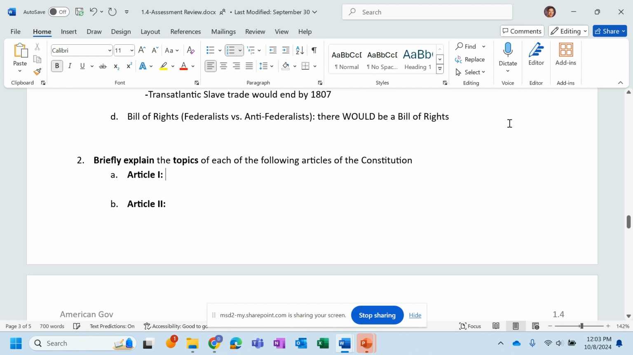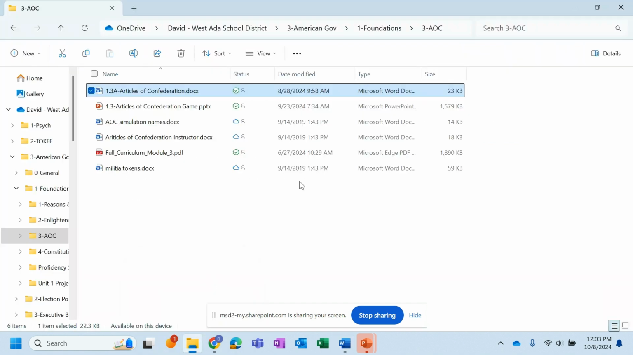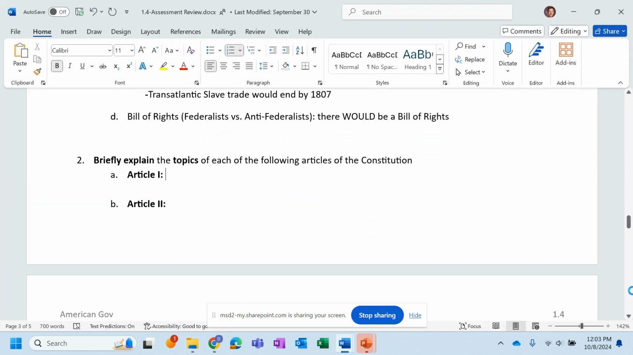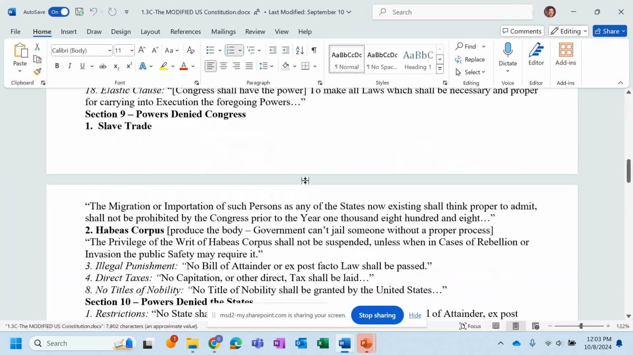We need to know, well, let's check this out. We got our modified Constitution, correct? We had the Constitution scavenger hunt, which is helpful. You turn that in, unfortunately, but you have your modified Constitution here. So let's take a look.